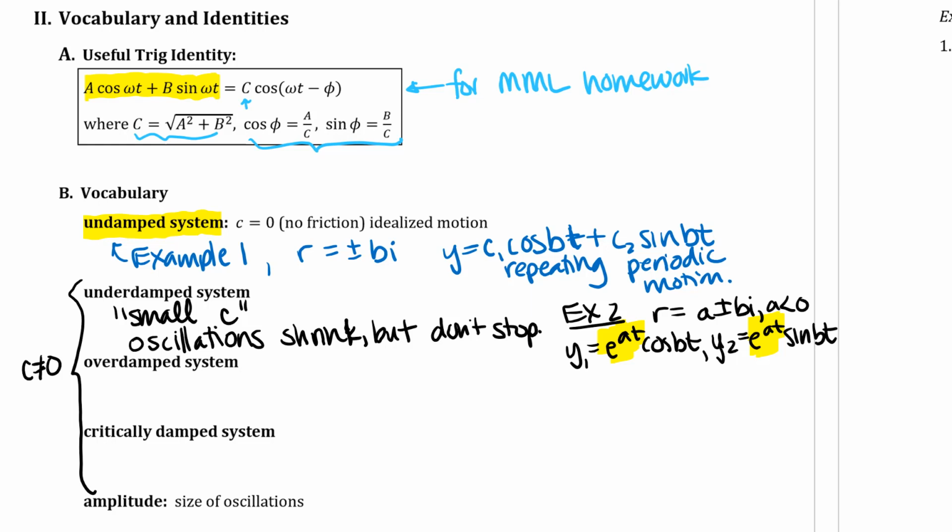Overdamped system is when you have a large value of C. So that is going to be when you have friction or resistance enough that you don't even get any oscillations, just motion that's going to approach the equilibrium position. I'll just put 0 here for the equilibrium position. That's what we're going to see in example 3.